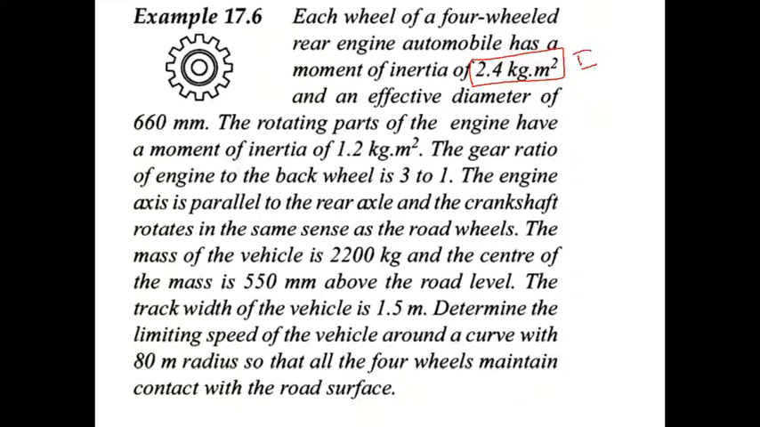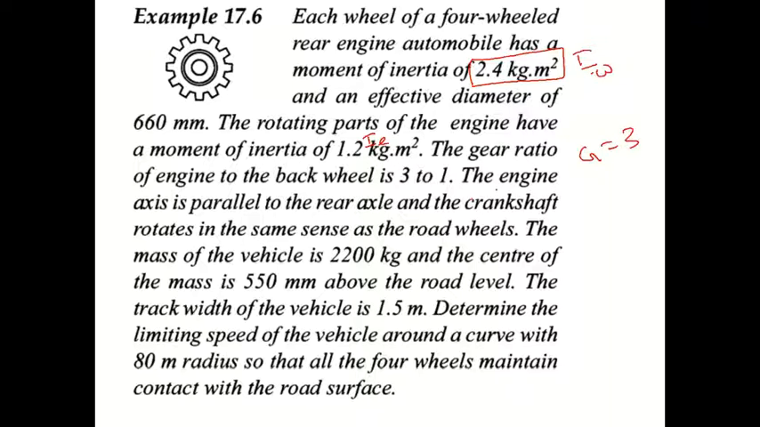Then they have given the effective diameter of 660 mm. The rotating parts of the engine have the moment of inertia. For the engine, the moment of inertia value is IE, and this is IW. For IW, 2.4. IE, 1.2. What else have they given? Gear ratio, G value, 3.